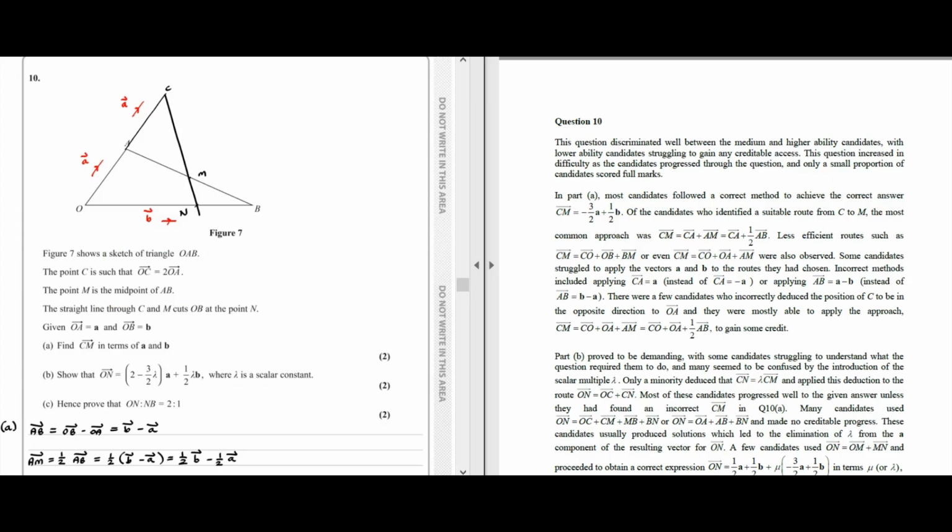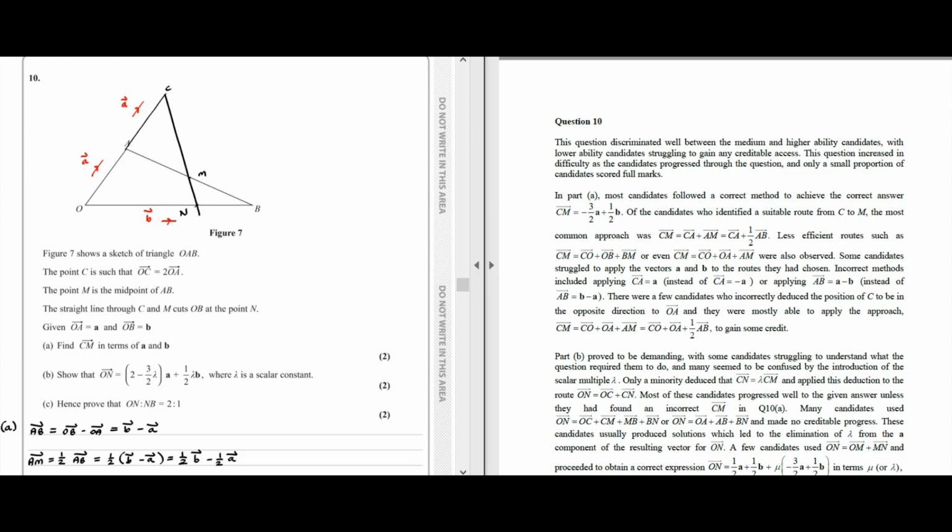Question 10 was a vectors question. A lot of people found this question to be quite difficult. Part A, where we had to find CM in terms of A and B, this is simply a GCSE method. The most common approach was to see that CM is equal to CA plus AM. There were less efficient routes given, and you can read about those. Incorrect methods included applying CA equaling A instead of minus A, or applying AB equals A minus B instead of B minus A.